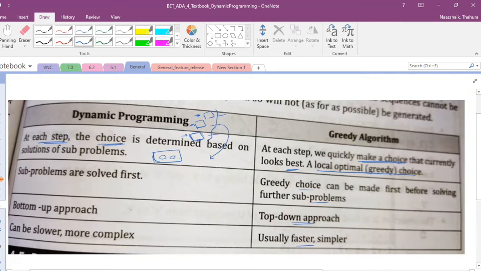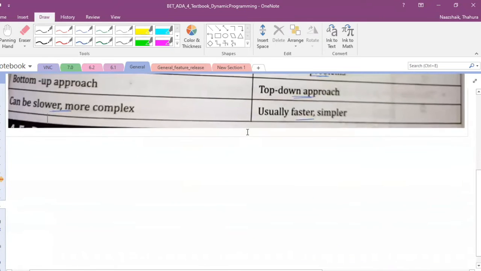Okay. So at each step, the choice is determined based on solutions of the subproblem. So something you would have solved earlier, in dynamic programming, you can have an option of going and looking at the previously solved subproblem and picking the best option. Okay. So here all the subproblems are solved first. It's a bottom up approach, right? And can be slower or more complex. So now we'll see, and maybe if we do one problem, you will understand how this dynamic programming works. Okay. So to show, we have some examples.